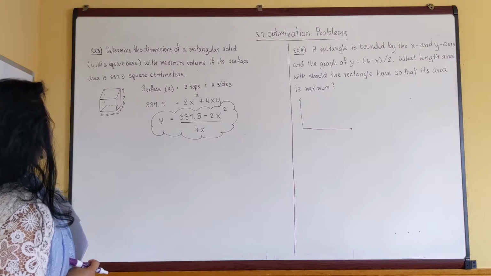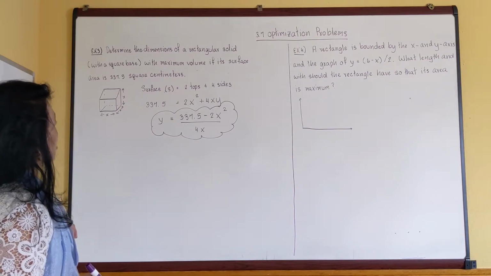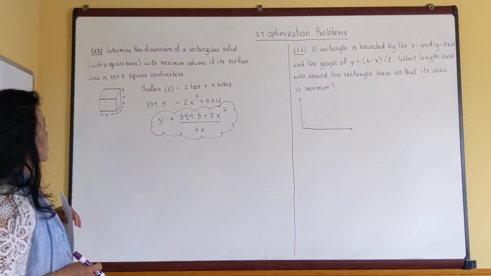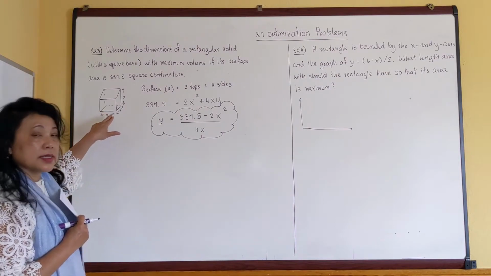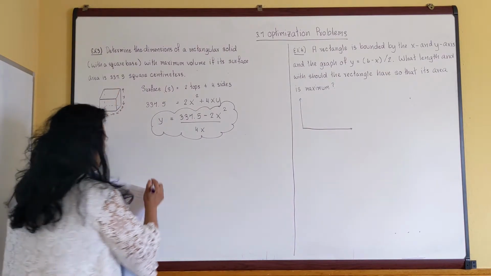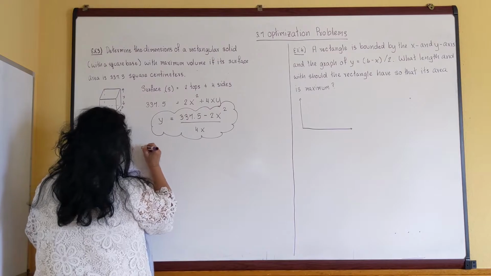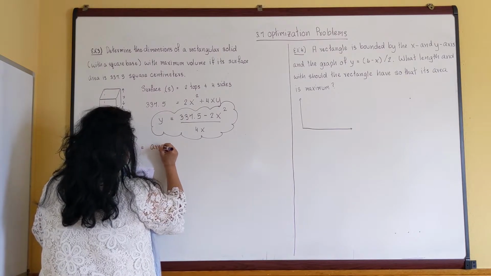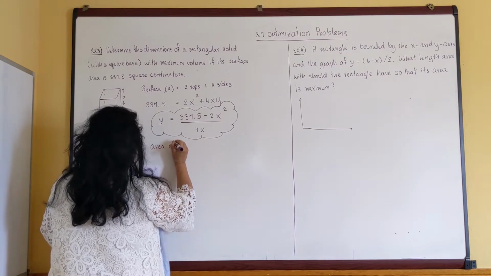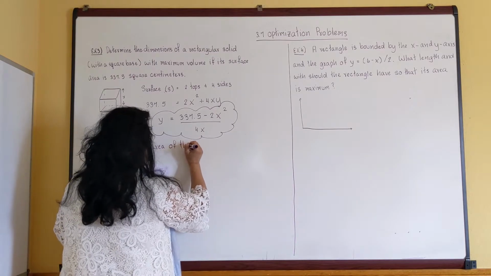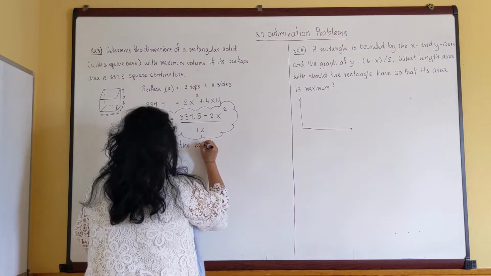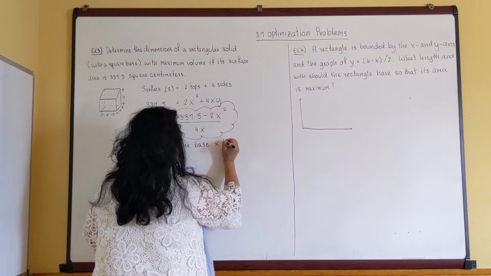Now they want you to find the maximum volume. The volume of this is going to be the area of the base times height. Alright, the volume is the area of the base times height.